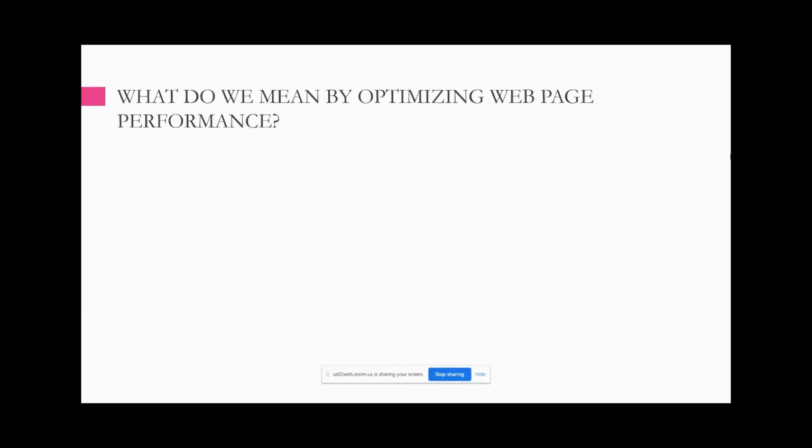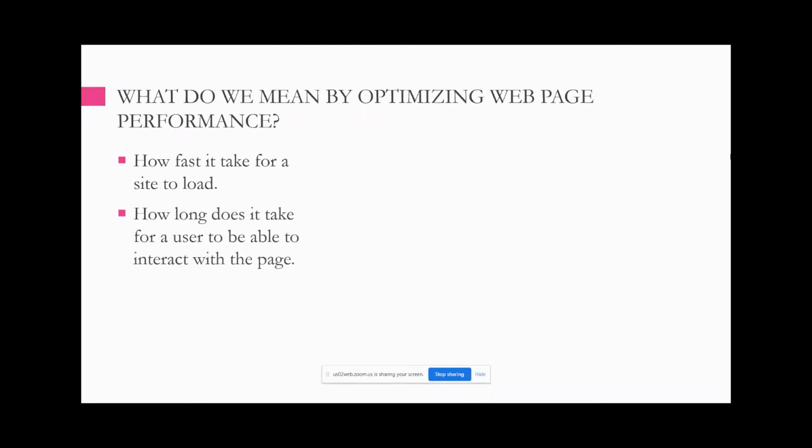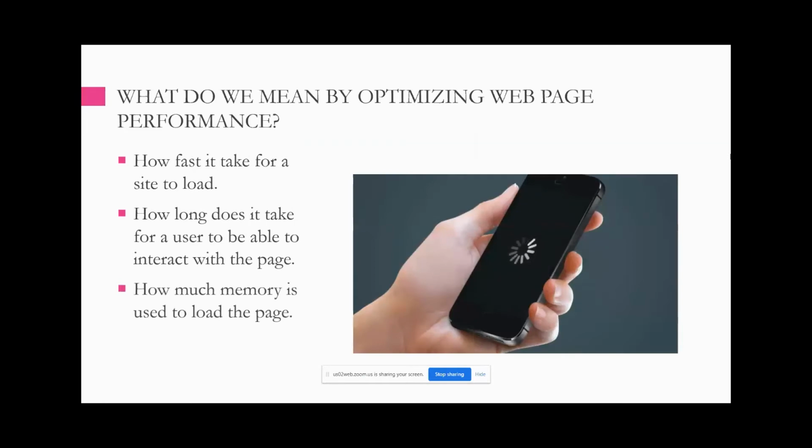So, what do we mean by optimizing web page performance? What are we thinking about when we're doing that? One of the things we'll be thinking about is how fast your site loads, so, how fast the content appears to your users. And then another thing is how fast you're able to interact. I'm sure we've all been in the case where there's content on the page, but you can't really click on anything or nothing's happening because things are loading in the background. And then finally, the memory, how much memory usage.